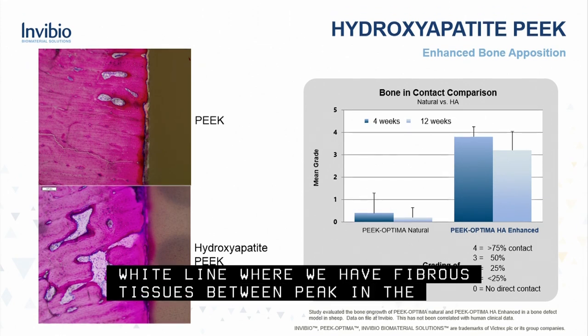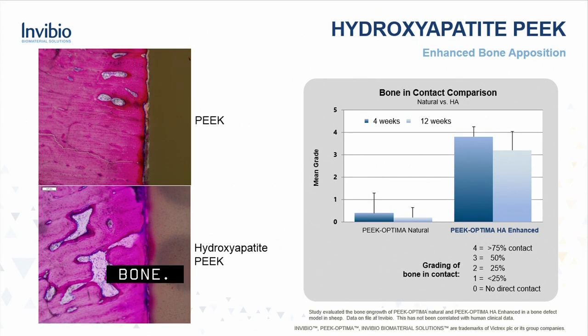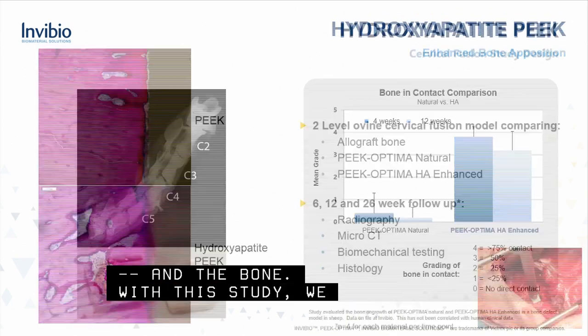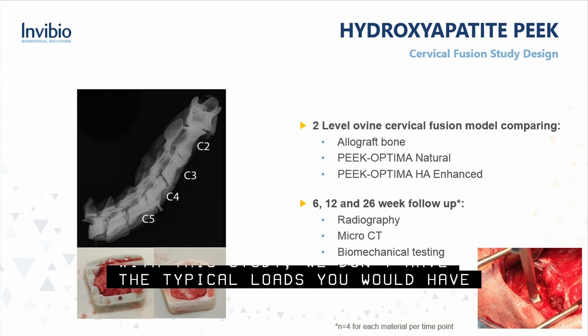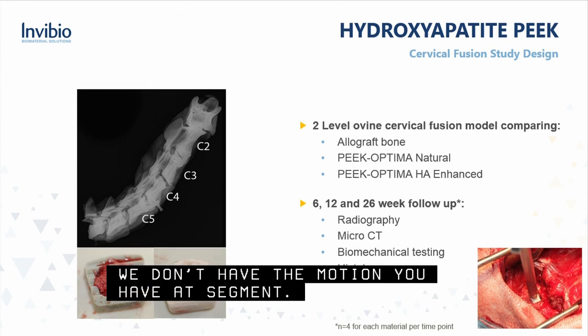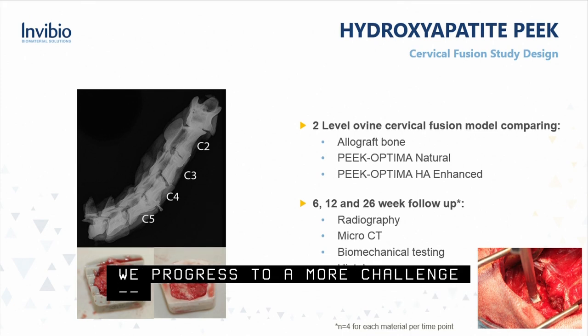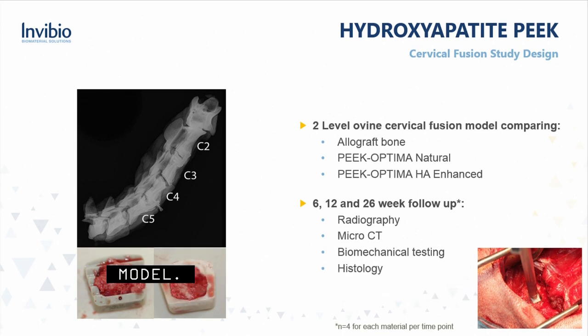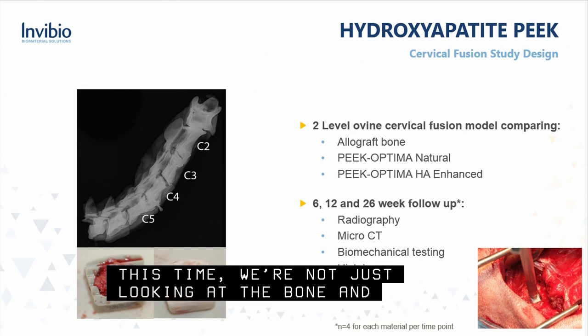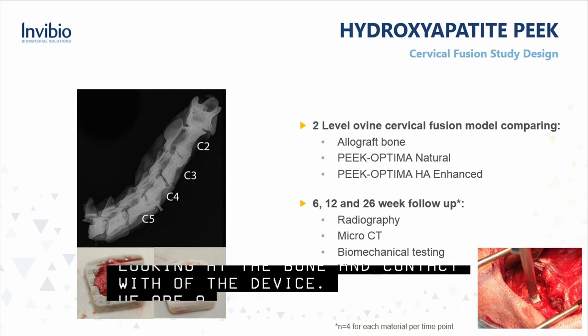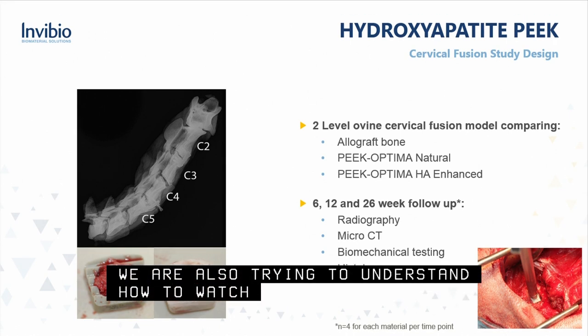The difficulty with this study, it's non-loaded, so we don't have the typical loads you'd have in fusion. We don't have the motion you'd have at a segment, and so we progress to a more challenging cervical fusion model. Follow-up here at 6, 12, and 26 weeks. This time, we're not just looking at the bone that's in contact with the device. We're also trying to understand how much new bone is deposited in that graft space, because we have got hydroxyapatite particles available at all of the device.